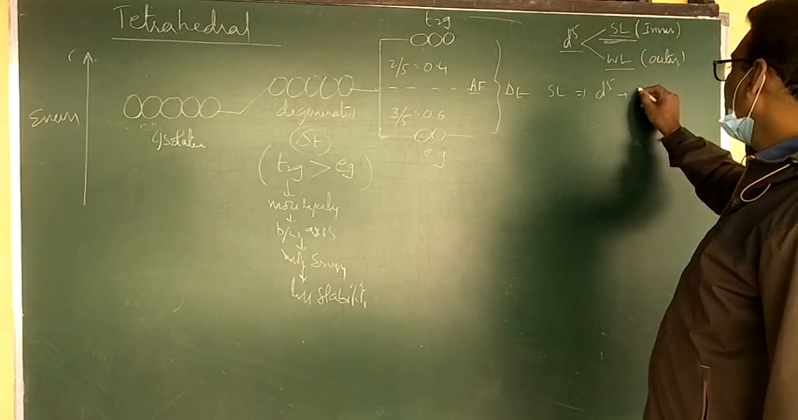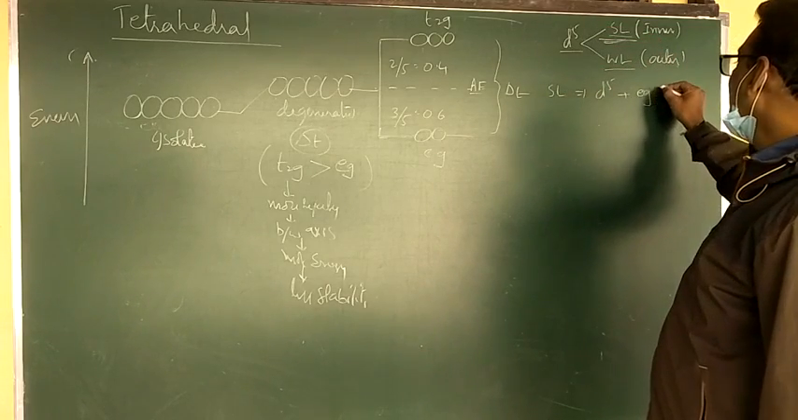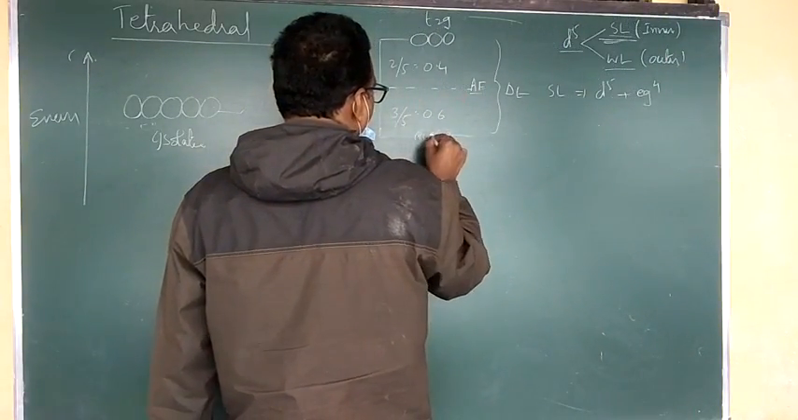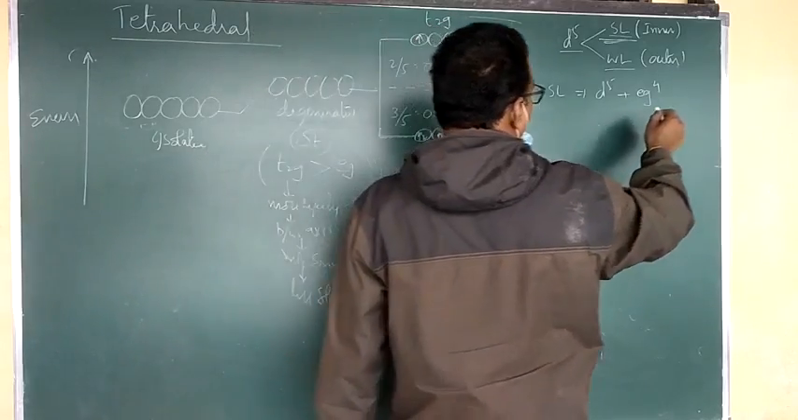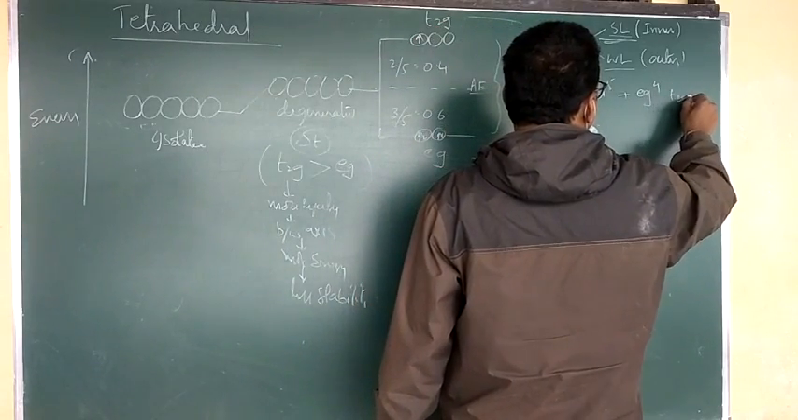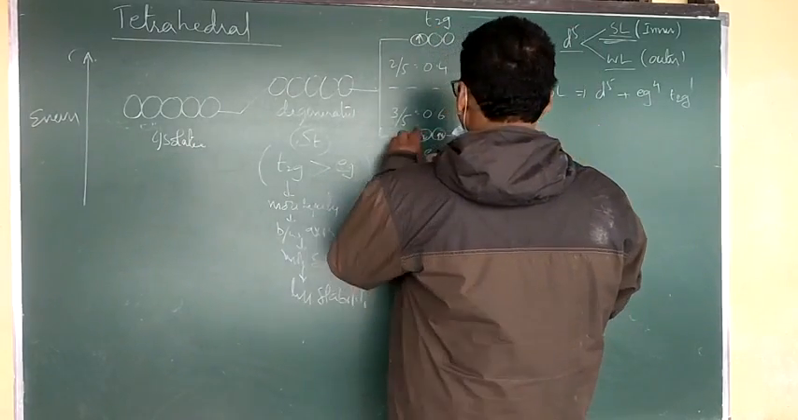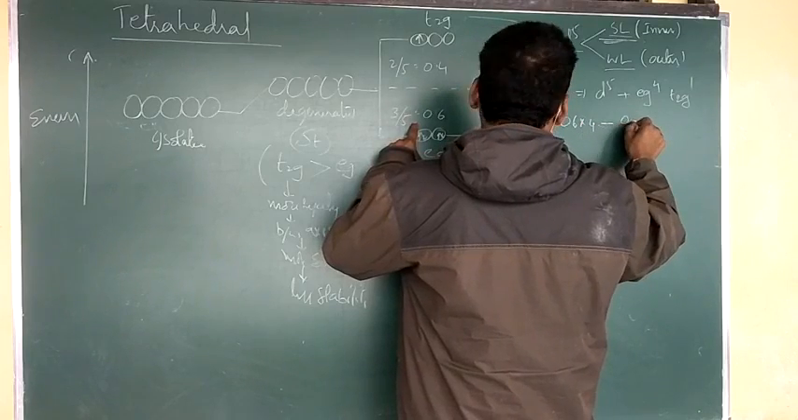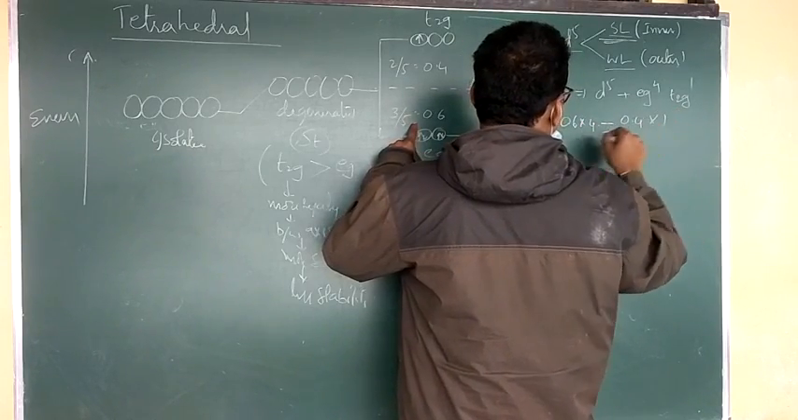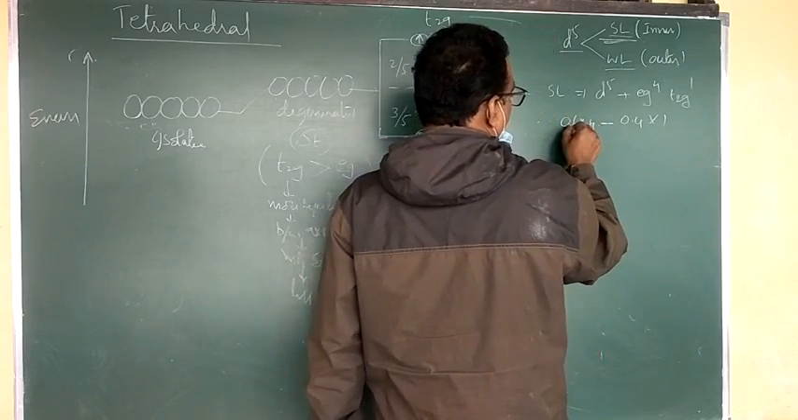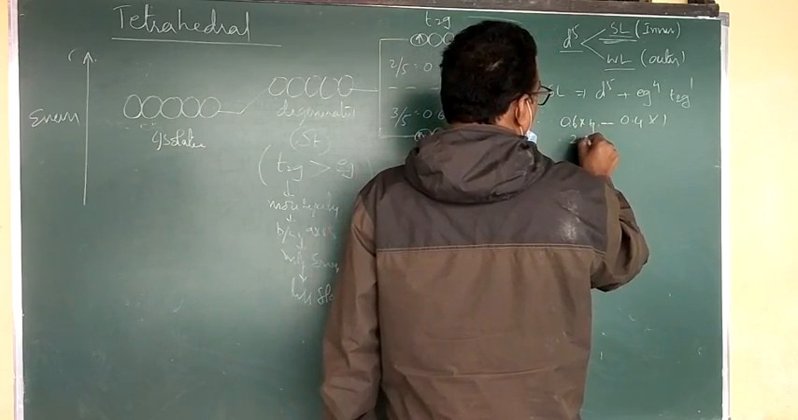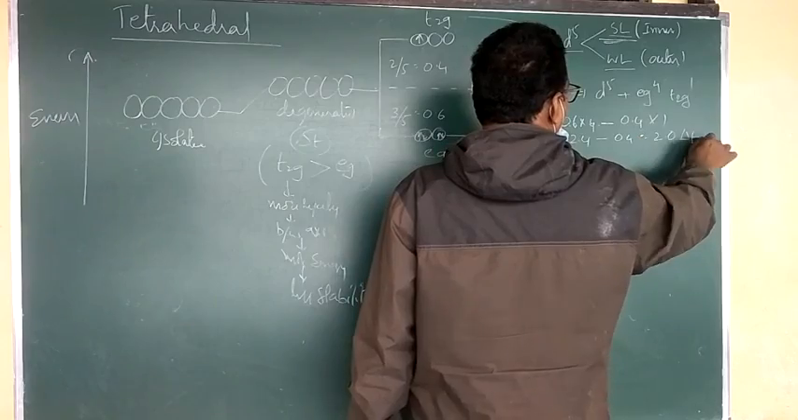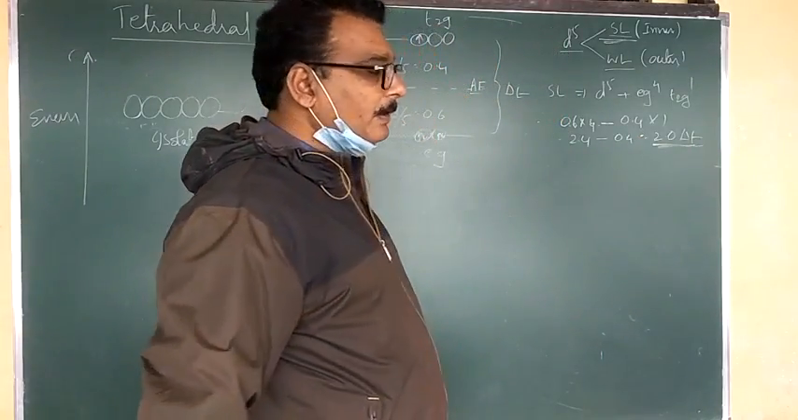Now here d5 means Eg has 4 electrons pairing. You can see 1, 2, 3, 4, and here 1. Therefore Eg has 4 and T2g has 1. Therefore 0.6 into 4 minus 0.4 into 1, that is 2.4 minus 0.4, which equals 2.0 delta T.